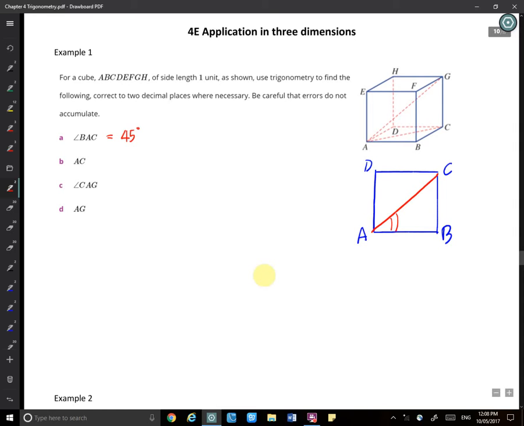And I want to find the length of AC. The side length is 1, so AC is the square root of 1 squared plus 1 squared, that is square root 2. It's the diagonal, so we'll use Pythagoras.